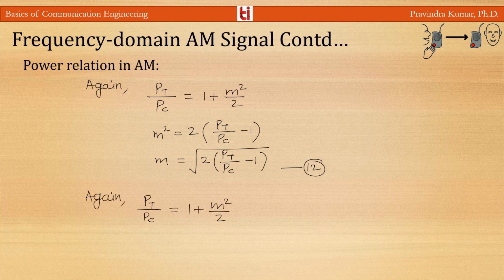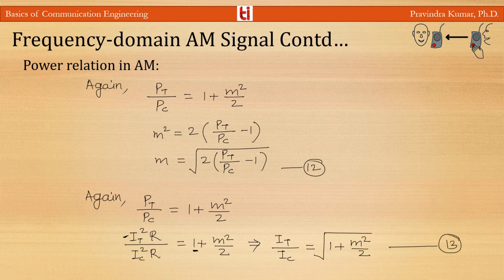And again, Pt by Pc, I write 1 plus m square by 2, and the transmitted power is I square R, and the carrier power is Ic square R. So total power It square R, with total current, and Pt by Pc will be 1 plus m square by 2. Or I can write It, the total current, by the carrier current Ic, will be equal to under root 1 plus m square by 2. So this is a relation between current, power, and modulation index.